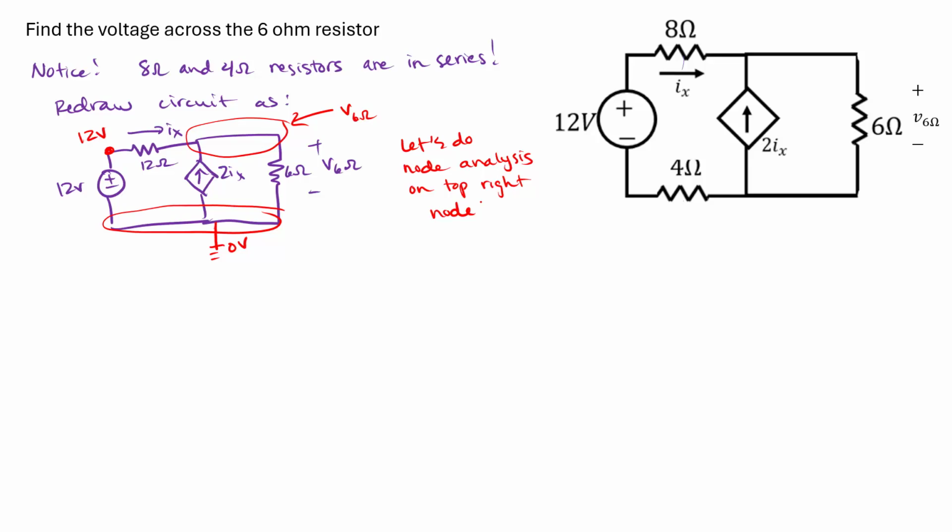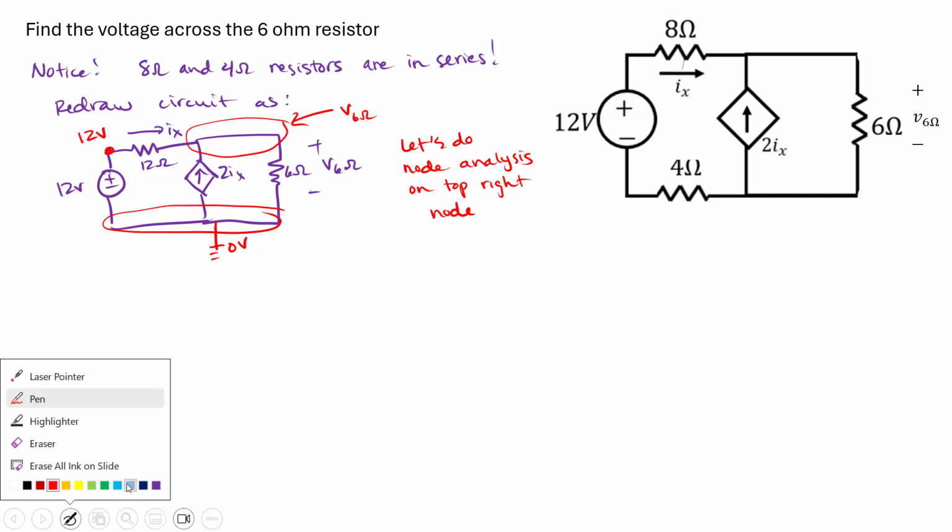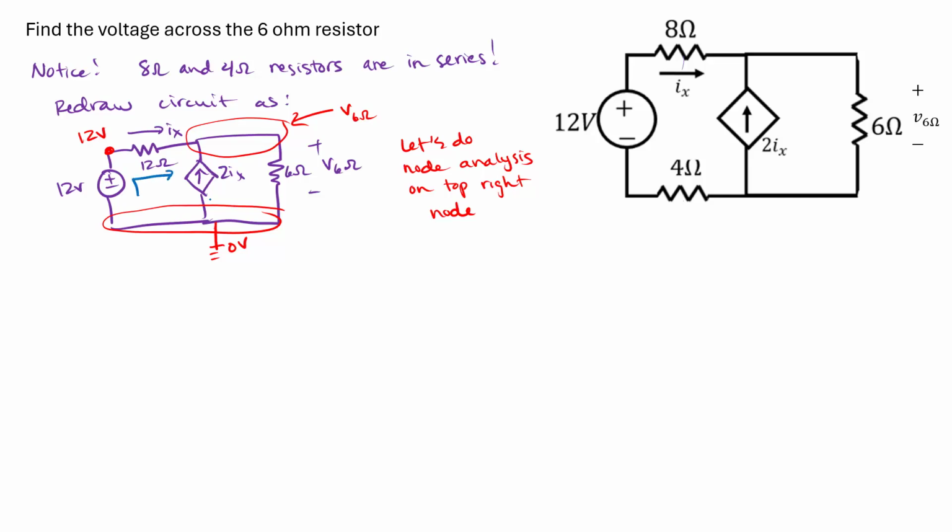And to do that, we first need to assume some currents. So let's go ahead and assume current I1 entering from the left. We have I2 coming upwards, and I'll assume current I3 flowing down. Kirchhoff's current law will give us plus I1 plus I2 minus I3 equals 0.